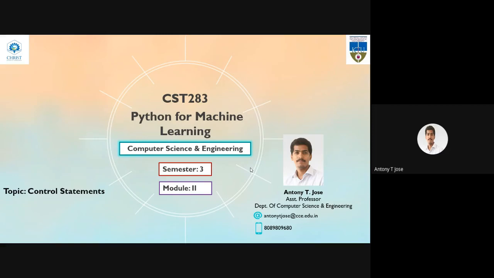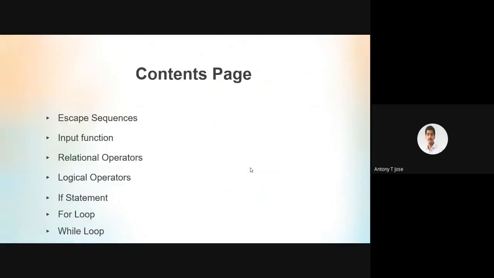Now taking class on Python for machine learning, which is a minor for semester 3, and we'll be dealing with module 2. So these are the topics that we are covering today. The first one is escape sequences, then input function, relational operators, logical operators, statement for loop, while loop. I'm just going through all these contents with an idea that all the students are aware of C program. So I'll be just comparing it with C program so that it will be easier for you. Okay.